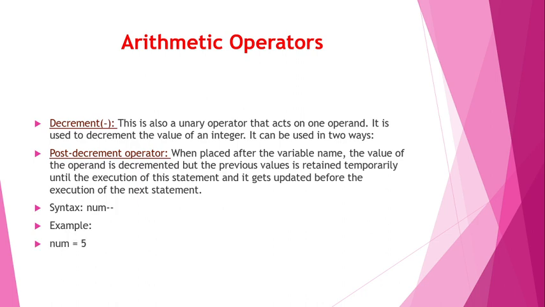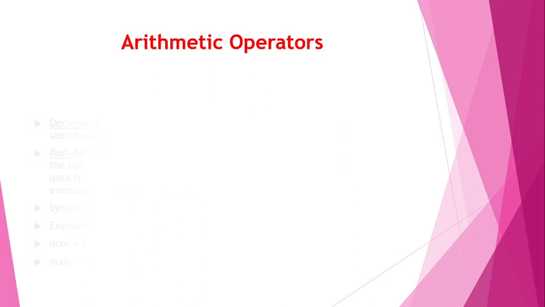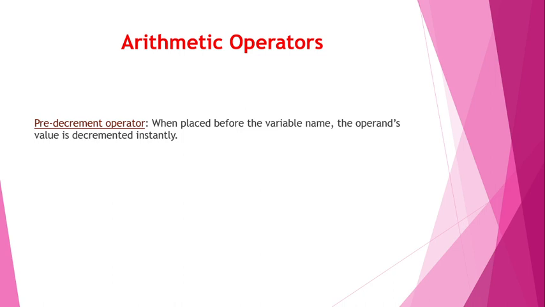For example, num is equal to 5, then num minus minus is equal to 4. As we all know, the decrement operator also works on one operand. Here minus minus means that it is decremented by 1 only. Next is the pre-decrement operator. When placed before the variable name, the operand's value is decremented instantly. For example, syntax minus minus num, num is equal to 5 and minus minus num is equal to 4.